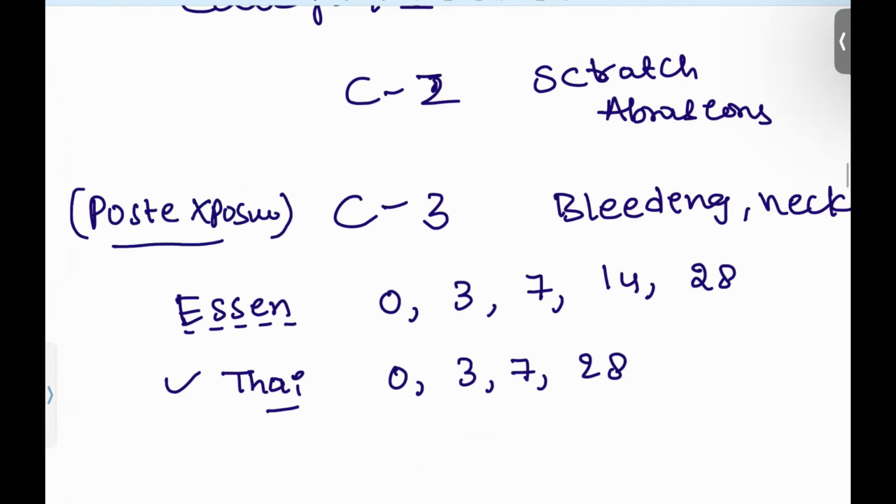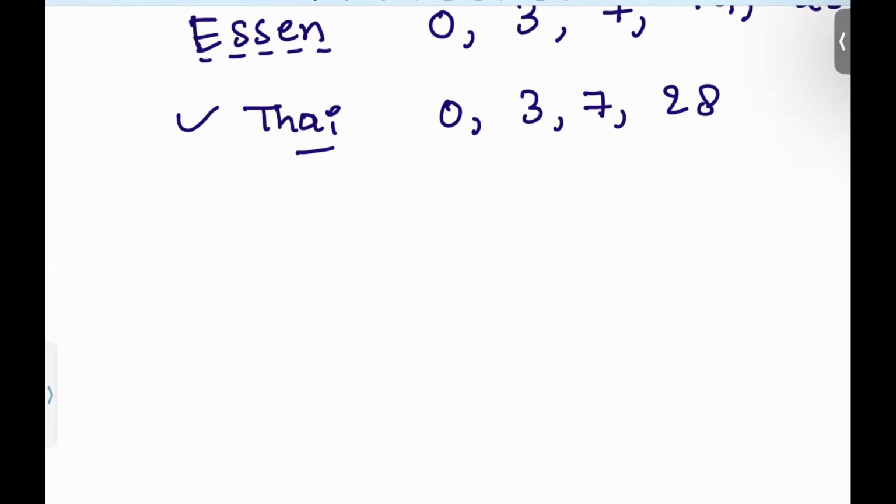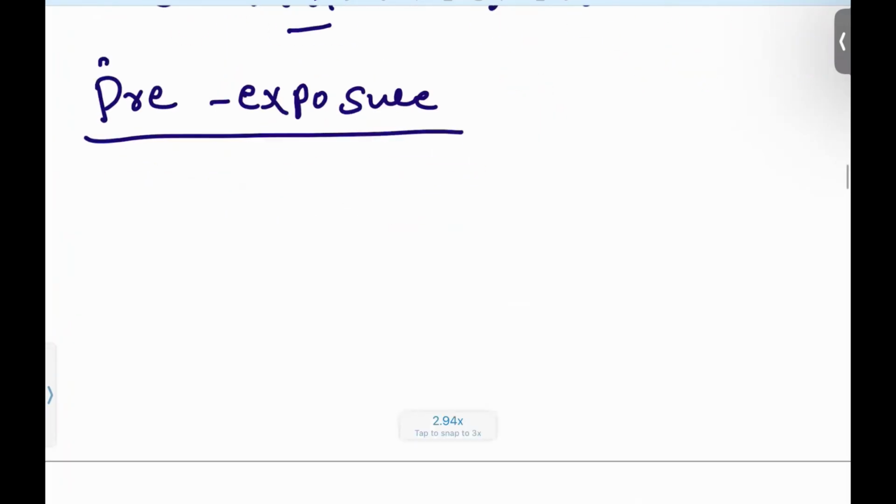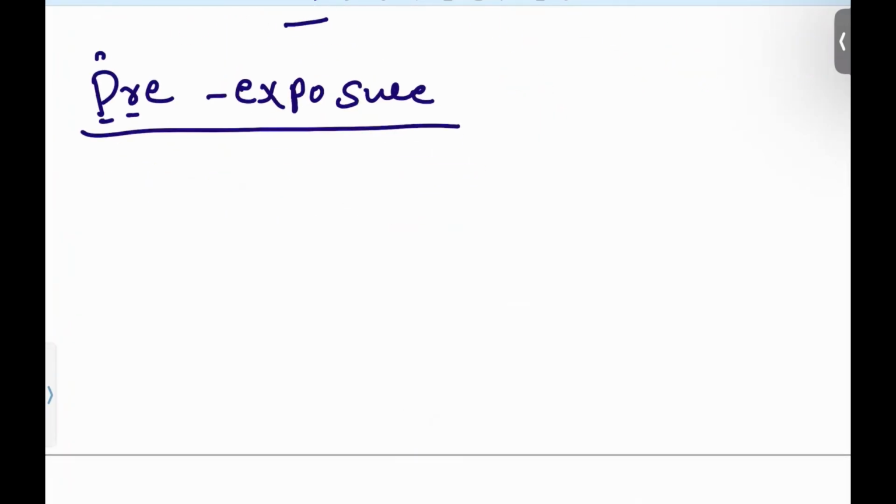Next, we also have those who need pre-exposure, like forest workers or any vulnerable jobs. Then they have to take the pre-exposure prophylaxis. For pre-exposure, the name itself has 3 letters: 0, 7, 21.